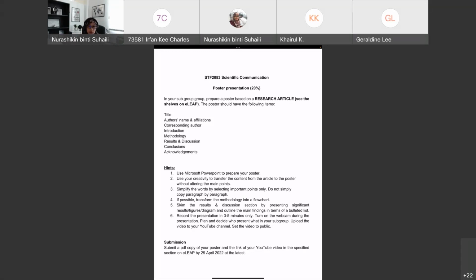And the presentation should be only 3 to 5 minutes, not more than 5 minutes, please. Imagine you are in a virtual conference and how you want to present your poster. First you say what the poster is about, and there are a few sections. So it's about explaining the poster to the audience. That one you have to record.